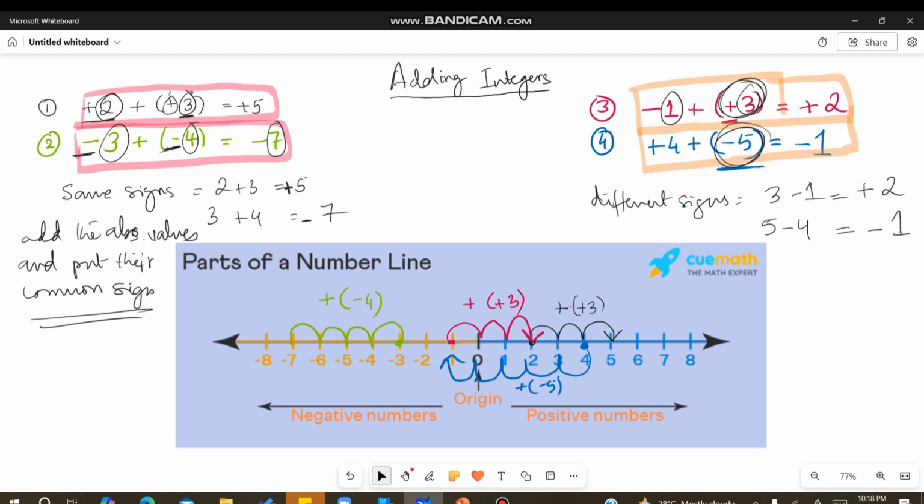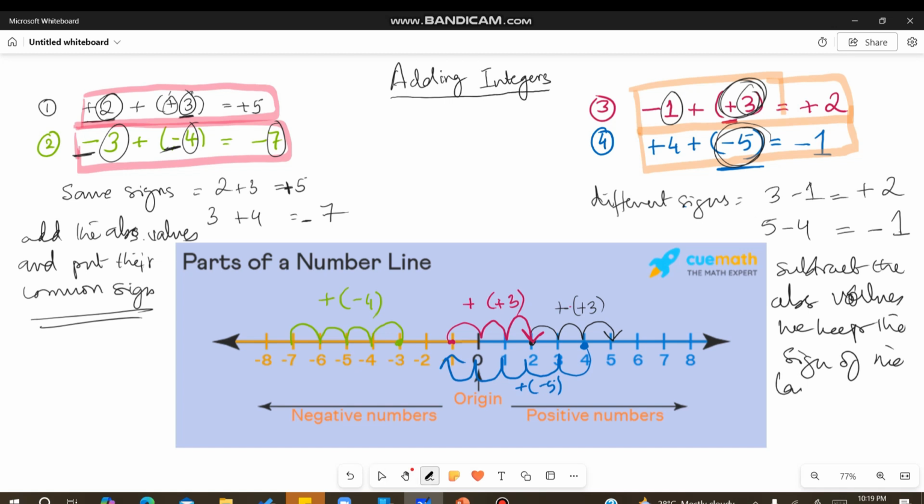So from here, I can make up a pattern that says, when we are dealing with different signs, we subtract the absolute values and we keep the sign of the larger integer. Okay, I hope that helps. Now, I also hope you can read my writing. In any case, it's a very simple process. Just a few examples and practice questions will help you a lot. Best of luck.